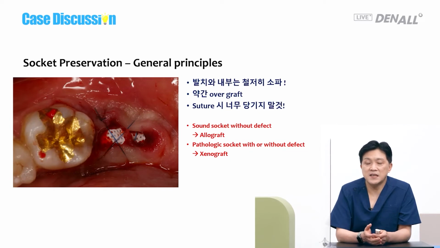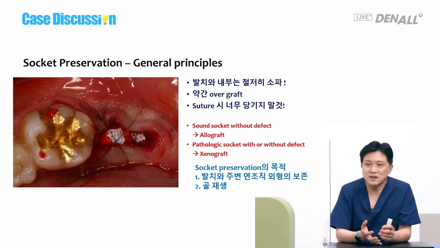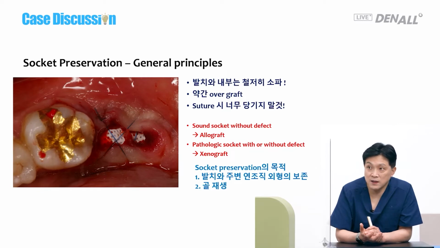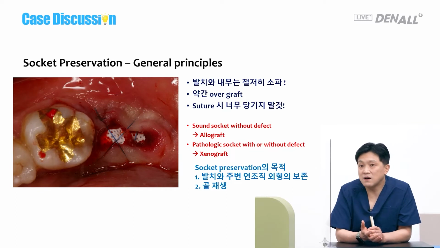When you do socket preservation, you need to remember the purpose of doing it. The primary purpose is to preserve the soft tissue appearance surrounding the socket. You need to keep in mind that the primary purpose is not bone regeneration. Bone regeneration is secondary.